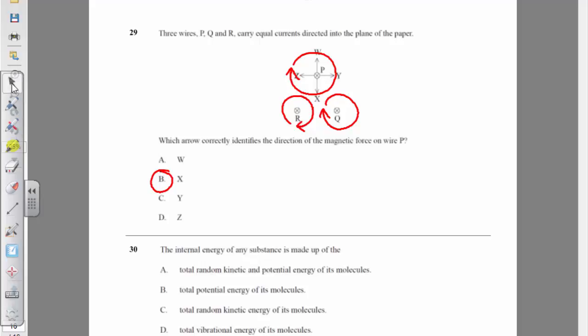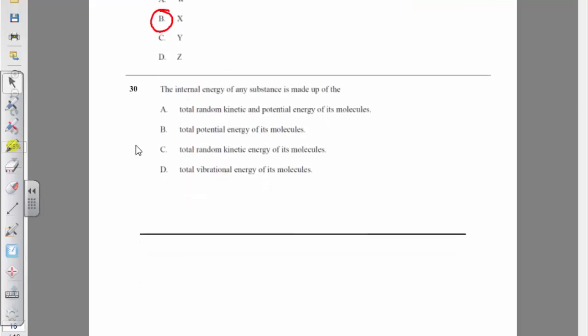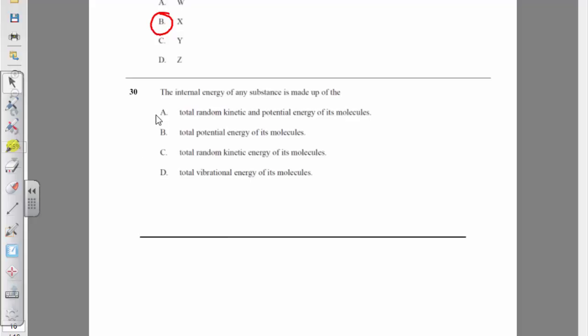Okay. The internal energy of any substance is made up of the total random kinetic energy and potential energy of the molecules.